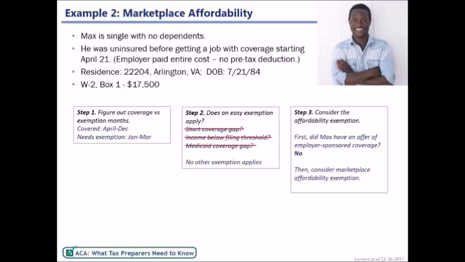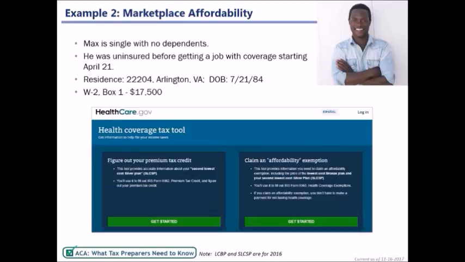And first, did Max have an offer of employer-sponsored coverage for the months of January through March? And the answer was no. He didn't for those months. He did later, but not for those months that we're looking at. And so we're going to consider the marketplace affordability exemption.